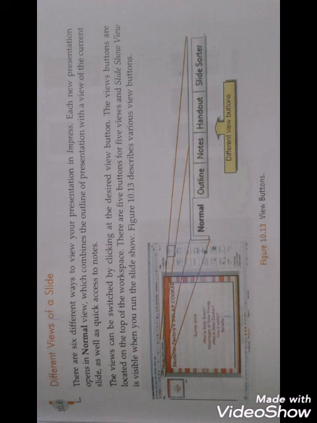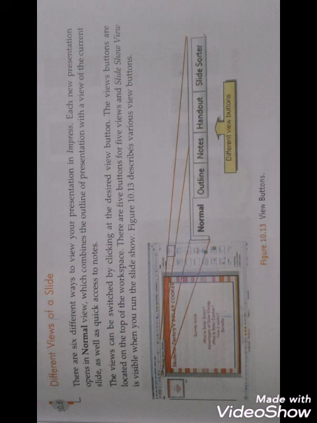These view buttons are located on the top of the workspace, as it is shown in the figure here. By clicking on them, you can change the view of the slide according to your need. So let us try to understand the types of different views in OpenOffice.